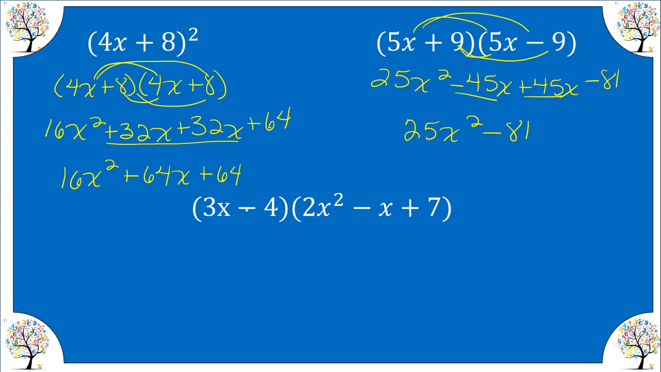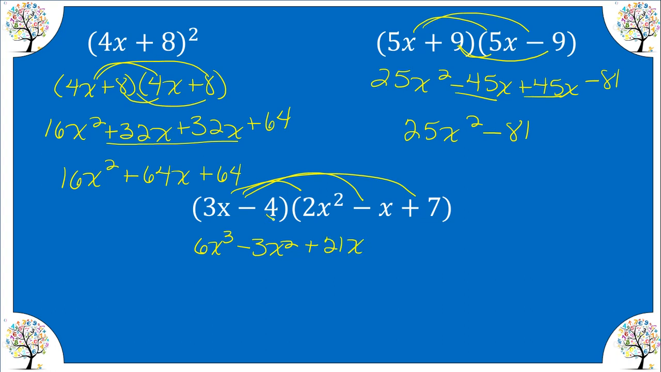Okay, now this one we have a binomial times a trinomial. So we're going to multiply the 3x times these three terms, and then the -4 times these three. Same process. So 3x times 2x squared is 6x to the third. 3x times -x is -3x squared. 3x times 7 is plus 21x.